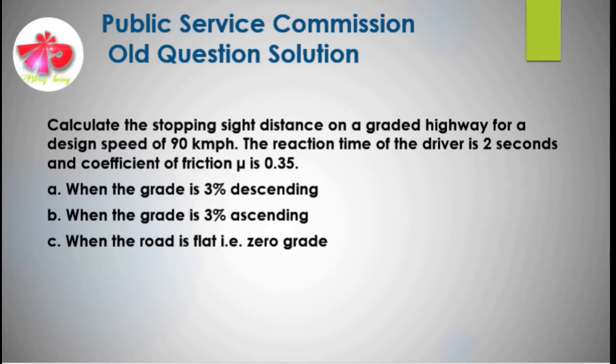Stopping sight distance is the minimum sight distance available on a highway at any spot, having sufficient length to enable the driver to stop a vehicle traveling at design speed safely without collision with any other obstruction. Stopping sight distance is also known as non-passing or non-overtaking sight distance.